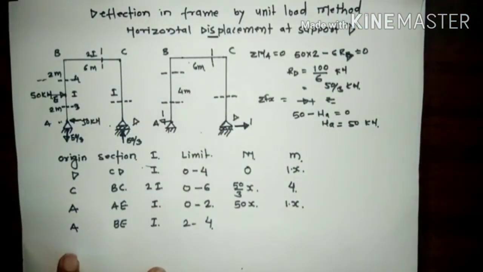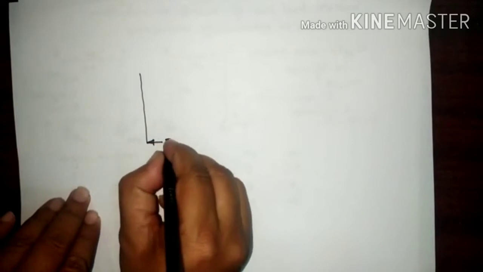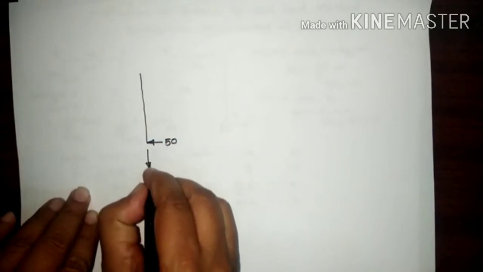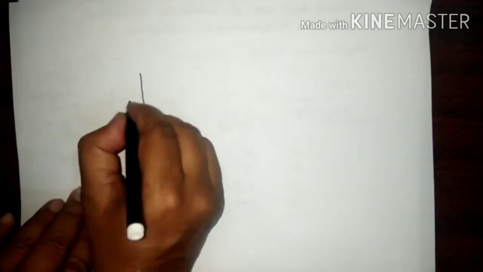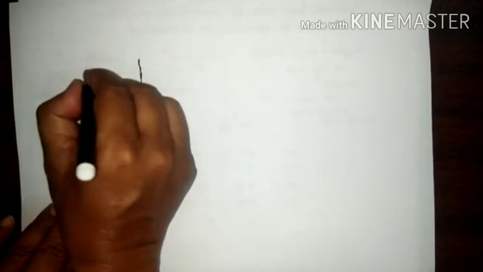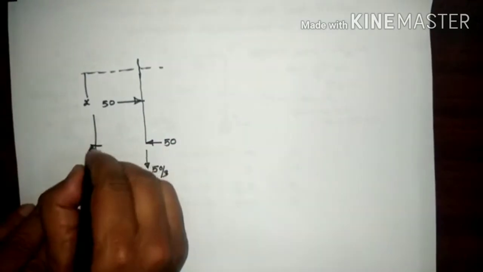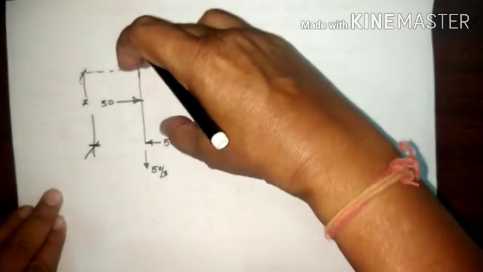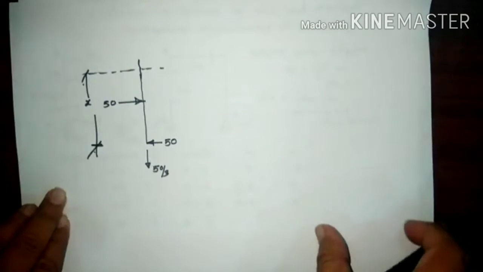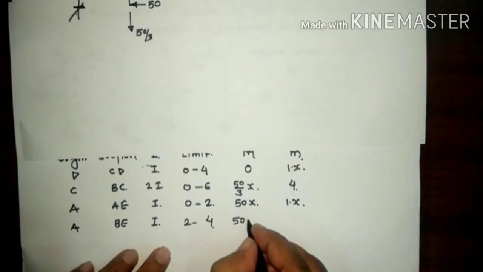Now we should draw separately here like this. This force is our 50, 50 by 3. Now this is the 50 and anywhere is our section. Now this is our x. So what here? This 50 produces the sagging bending moment. How much is 50 into distance x. So right here 50 into the x.